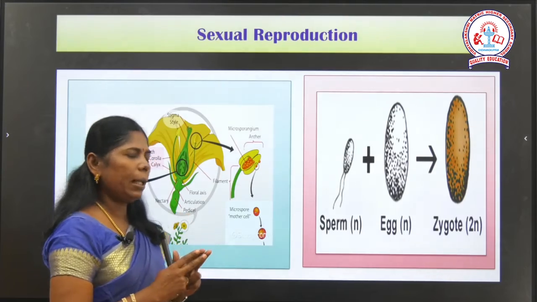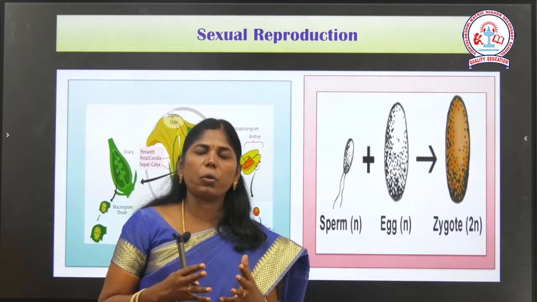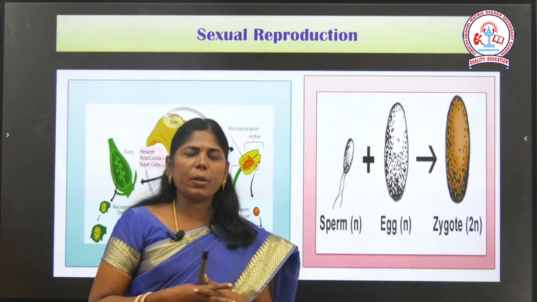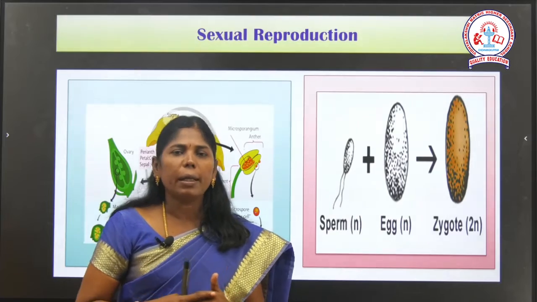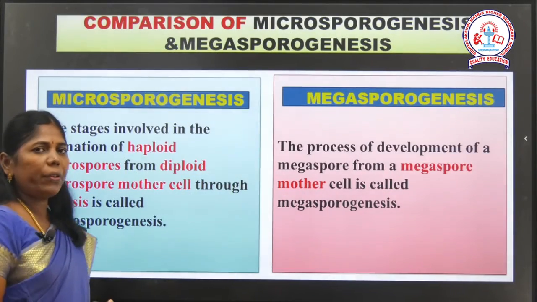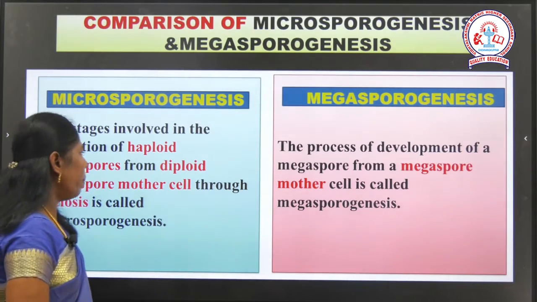Similarly, the formation of the megaspore gives rise to the female gametophyte. The megaspore gives rise to the female gametophyte. So, what are the differences between microsporogenesis and megasporogenesis?